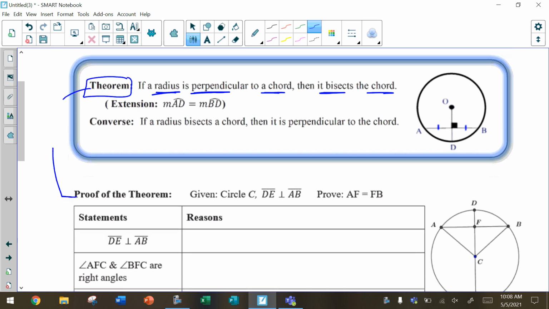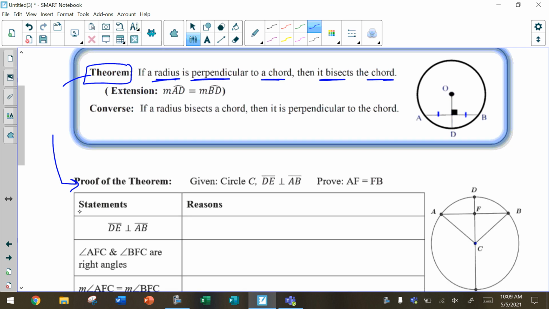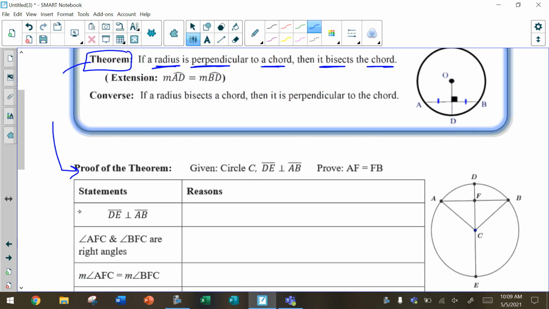We're going to prove the original theorem itself, that if a radius is perpendicular to the chord, then it bisects the chord. And we're going to go back to triangle proofs way back in the fall. We are given that line segment DE, the diameter of the circle, is perpendicular to AB, which is the chord. We're going to prove that AF is congruent or equal to FB. This is where we start, and this is where we're going to end.